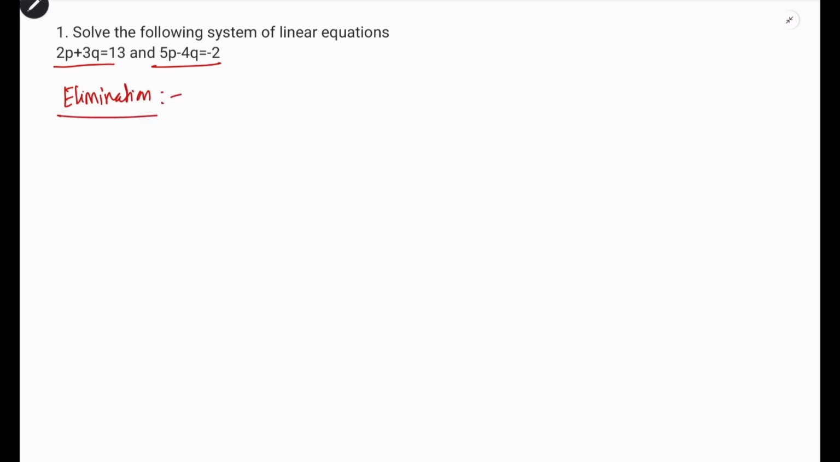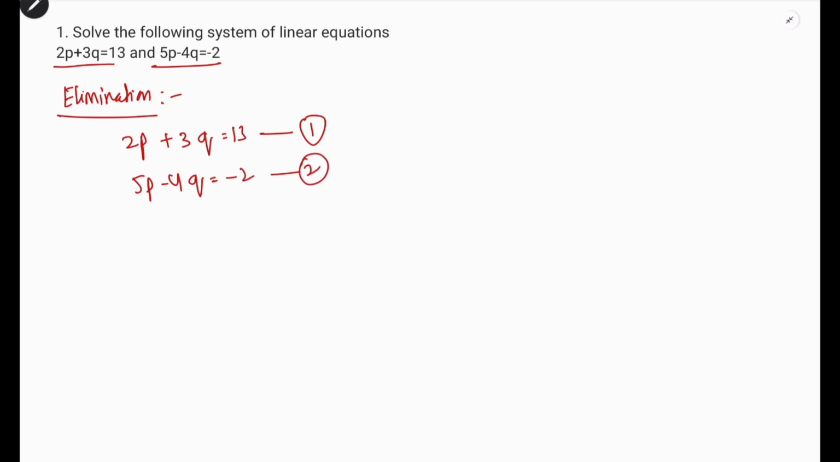In elimination method, what do you do? You will make the coefficients of any one variable the same. So we'll take the first equation, 2p plus 3q is equal to 13. This is the first equation. And the second equation is 5p minus 4q is equal to minus 2. This is the second equation.